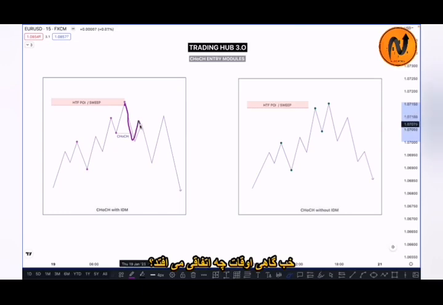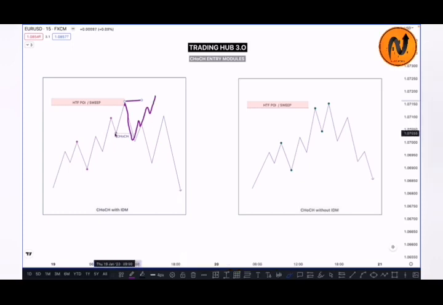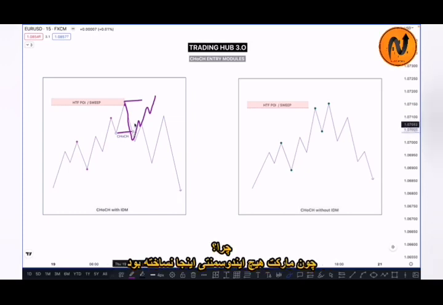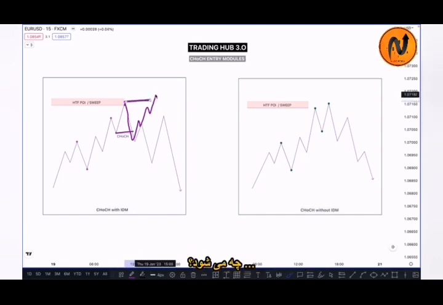Sometimes the market continues higher and breaks this one. Then you have to wait for another change of character. This is not a change of character, this becomes our inducement. Why? Because the market did not create any inducement here. So once the market breaks the previous high, which is here, and then breaks this low at this point, this becomes our change of character, and this entry is still valid here.